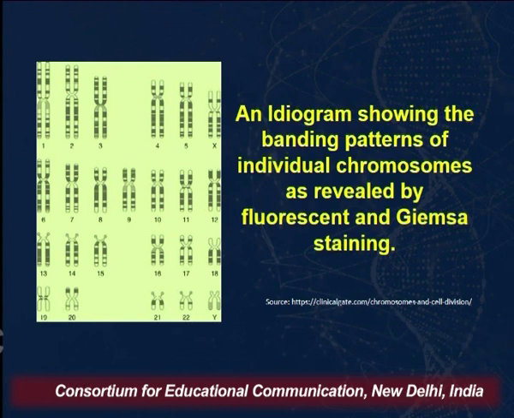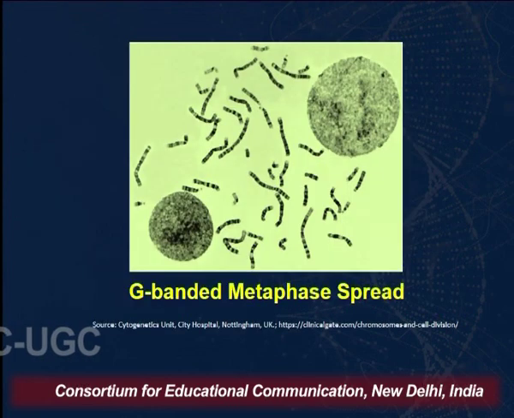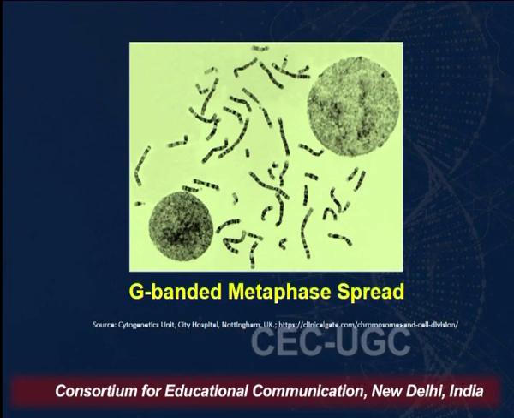Now, this is an ideogram which is shown over here. So, an ideogram showing the banding patterns of the individual chromosomes as revealed by the fluorescent or the Giemsa staining. Now, there are various banding patterns, one of them being the G banding pattern.